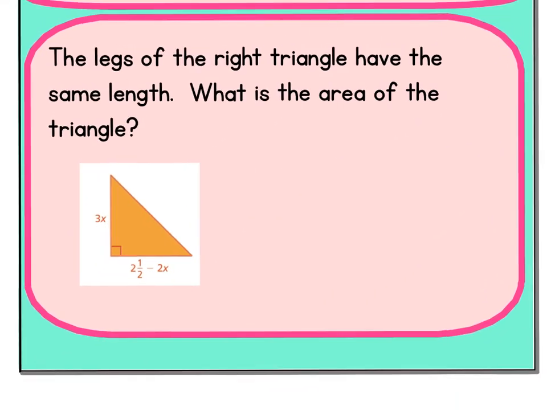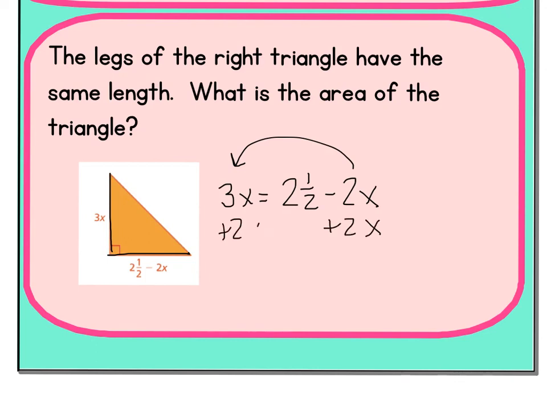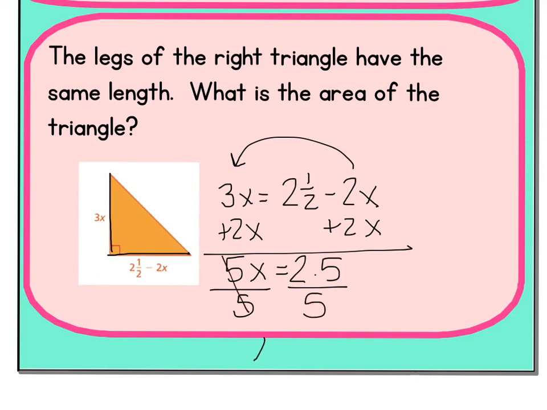Down here it says the legs of the right triangle have the same length. What is the area of the triangle? So I'm going to set this length equal to this length and figure it out. So we have 3x equaling 2.5 minus 2x. I'm going to get our x's together by bringing them over to the left-hand side. So I get 5x equals, I'm going to call that 2.5. We'll divide both sides by 5, and x equals 1/2.